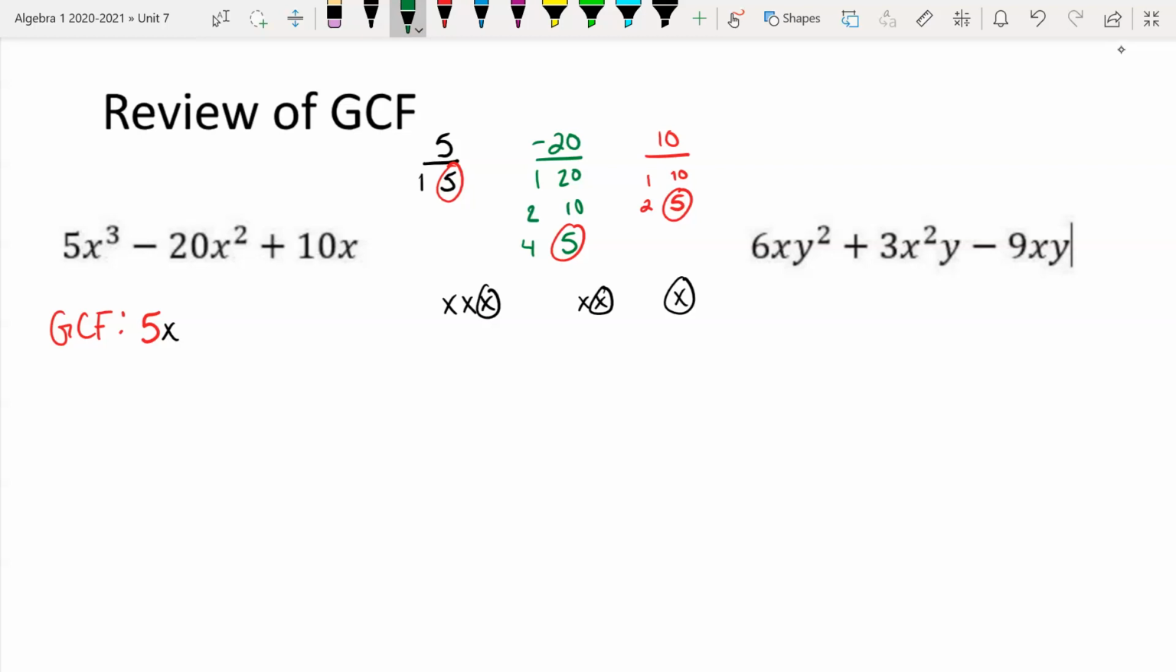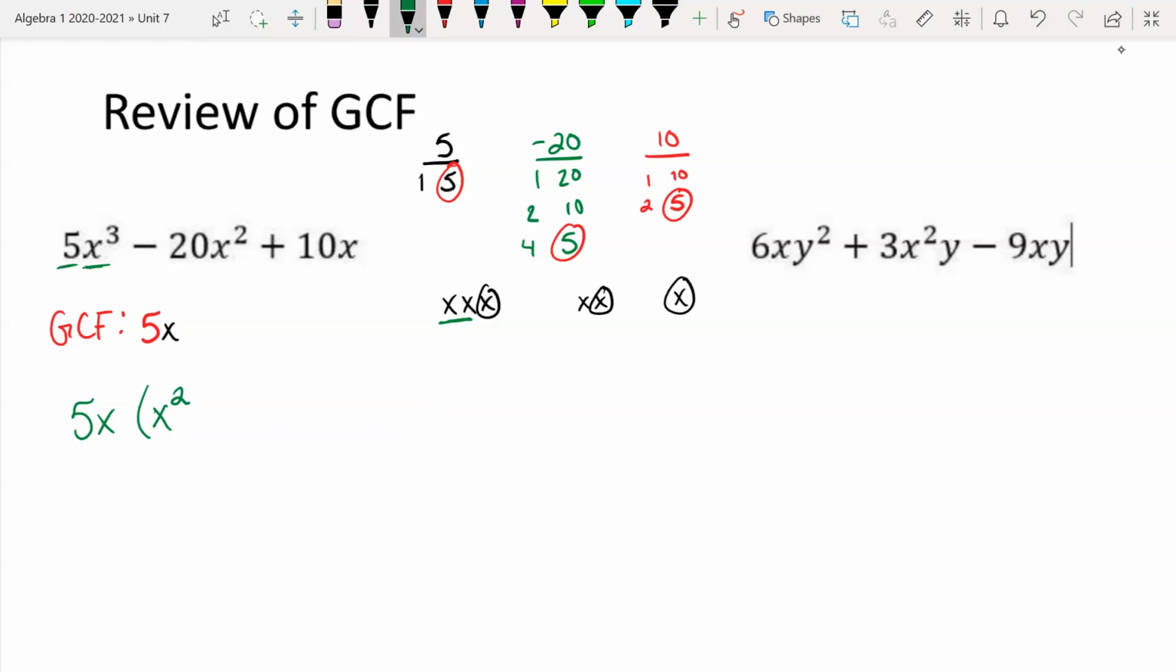Whenever you factor out the GCF, you'd write 5x, and then in parentheses, you put what you have left over. I took away the 5 in the first term. I took away an x in the second term. So how many x's do I have left? If you look at this, I have 2 x's left, so I would say x squared.